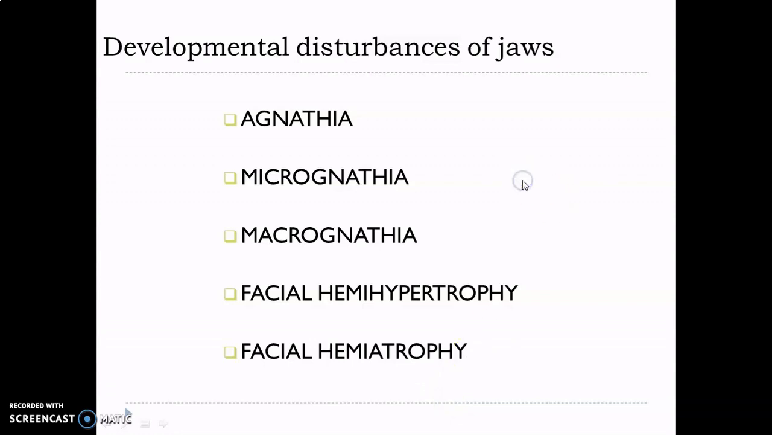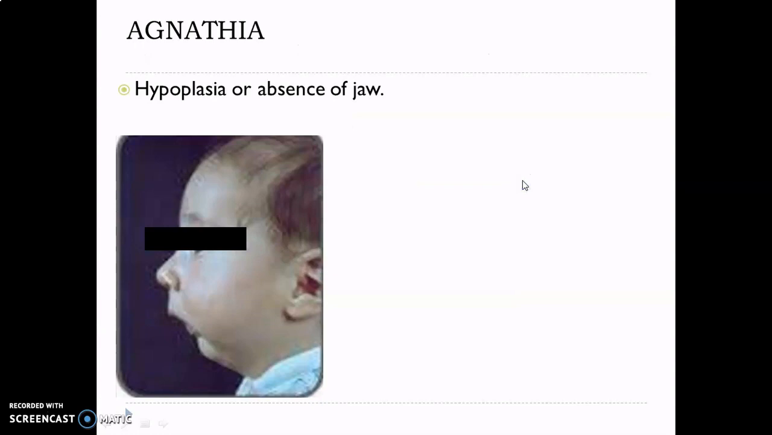So moving on to the first one, that is agnathia, which means hypoplasia or absence of jaw. It can affect any jaw. It can be a partial or complete agnathia. Here in this image you can see an underdeveloped or hypoplastic mandible. This is an example of partial agnathia.